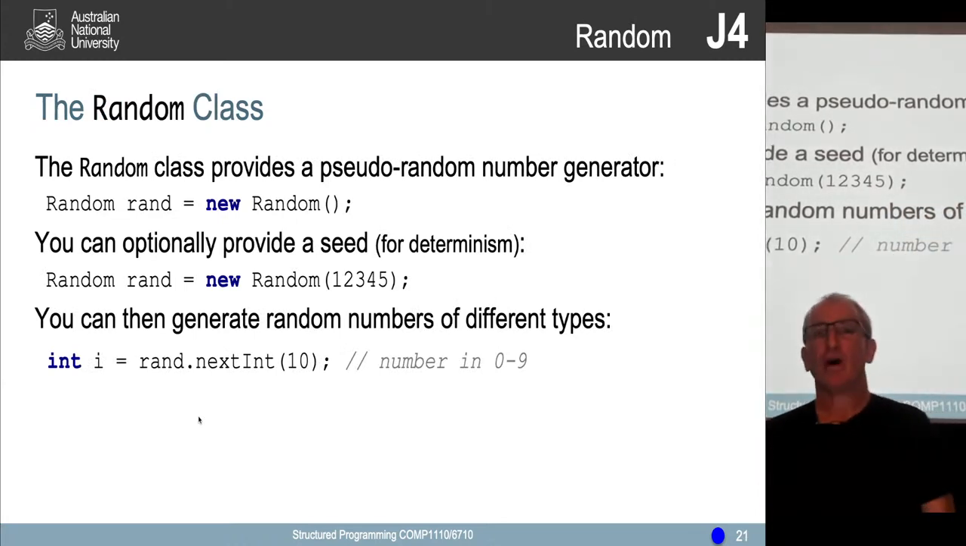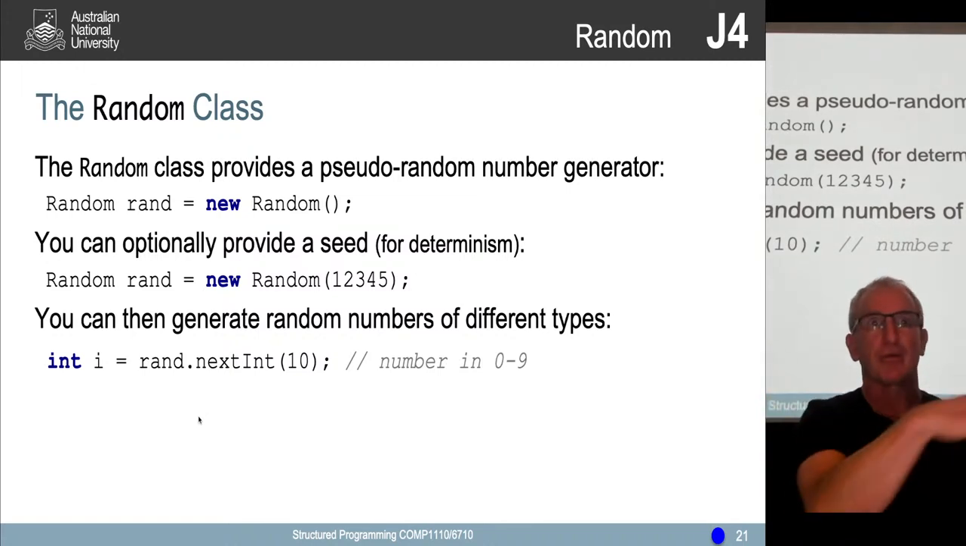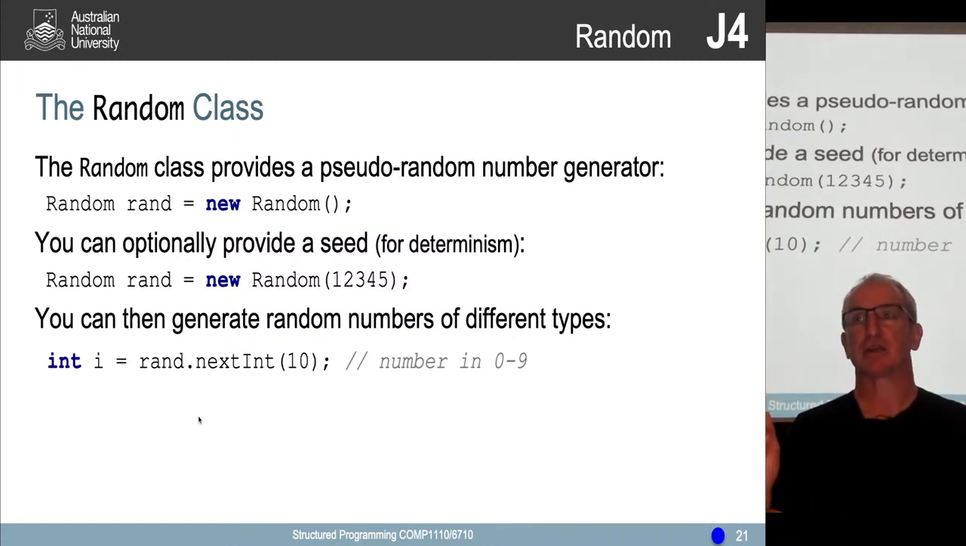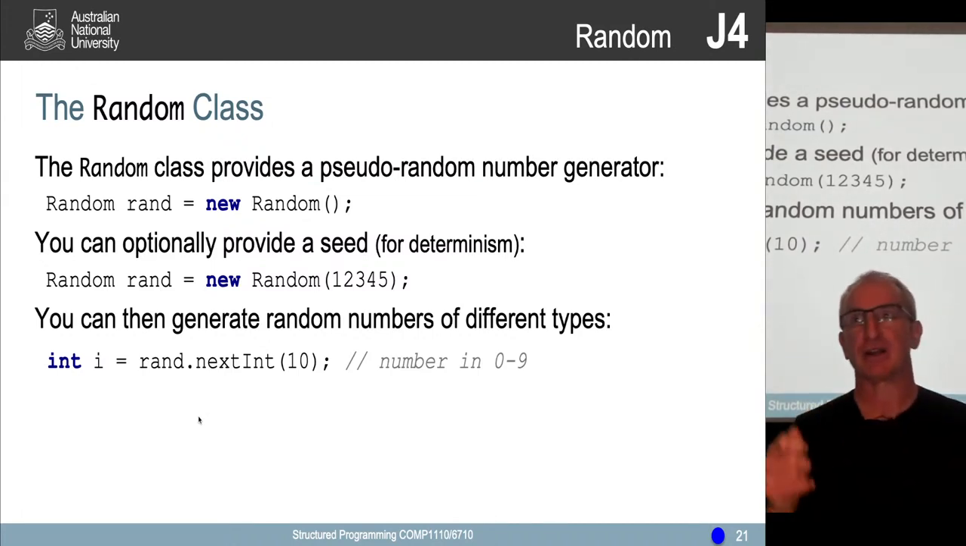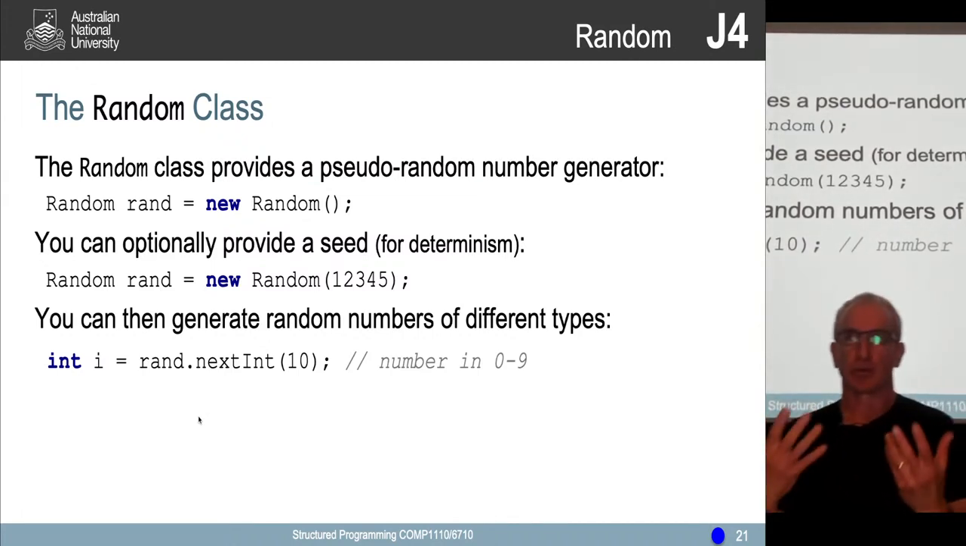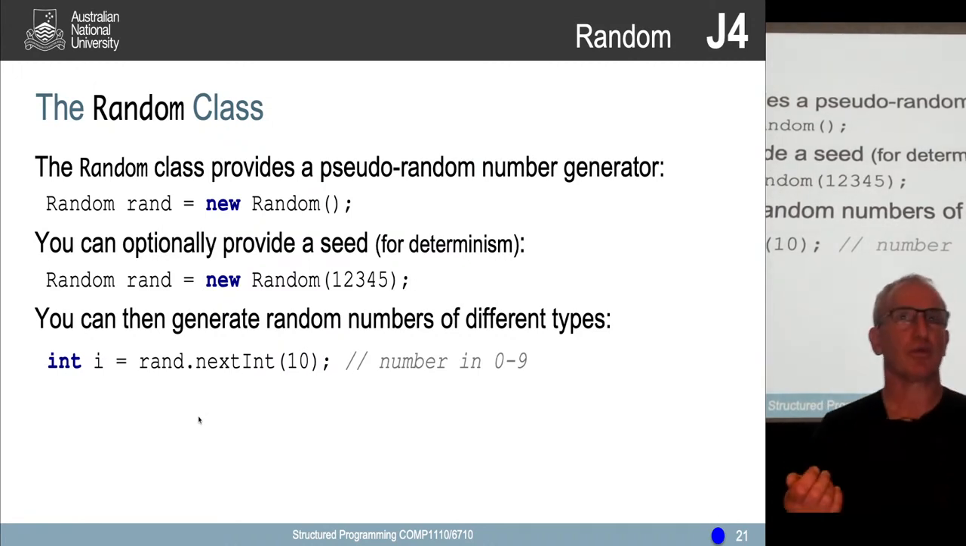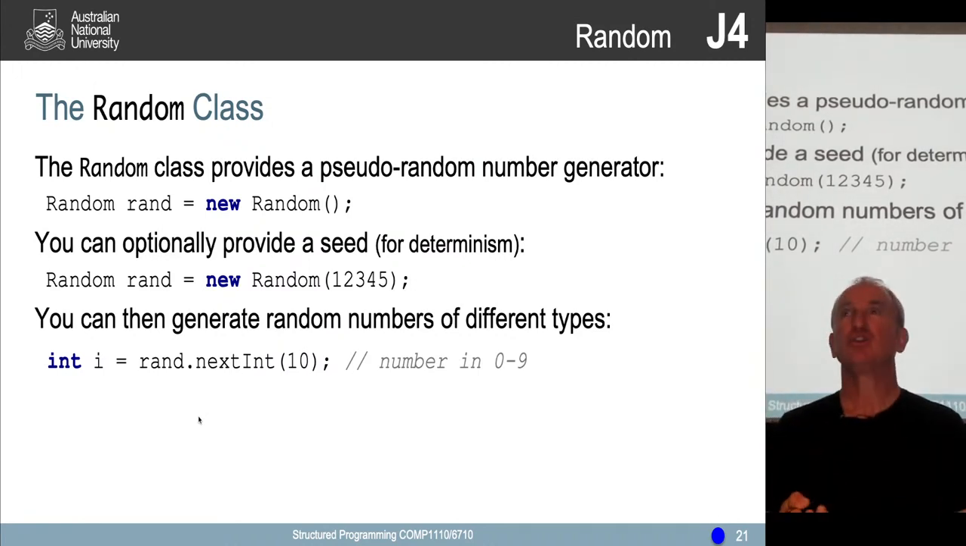The Random class, why on earth would you want a Random class? A Random class provides a pseudo-random number generator, not a random number generator, because we don't have random numbers in computer science, we have ones that are pseudo-random. Why are they pseudo-random? Because they're not actually completely mathematically random, they just look pretty random, okay? Why would you want this anyway? Why would you want random numbers?